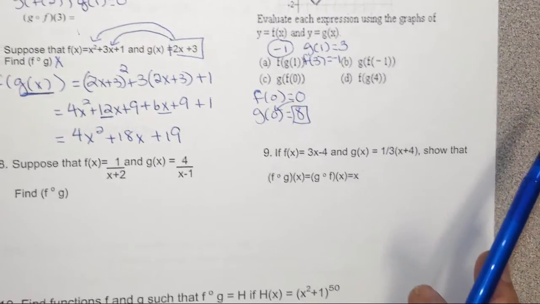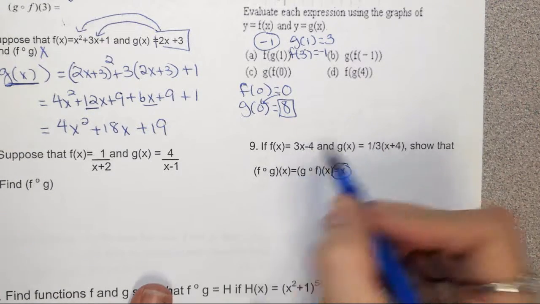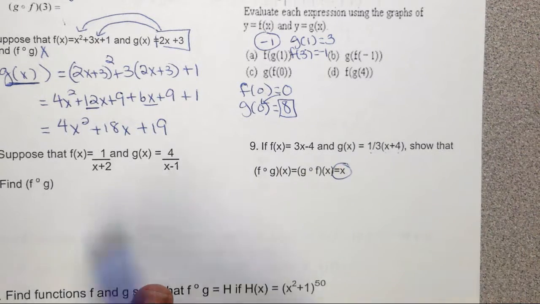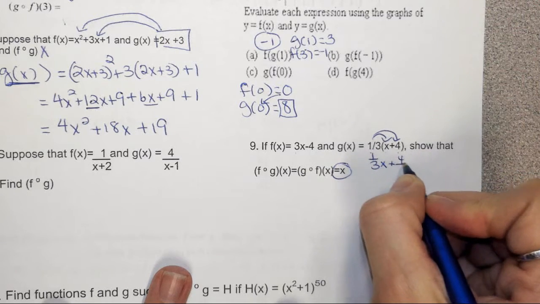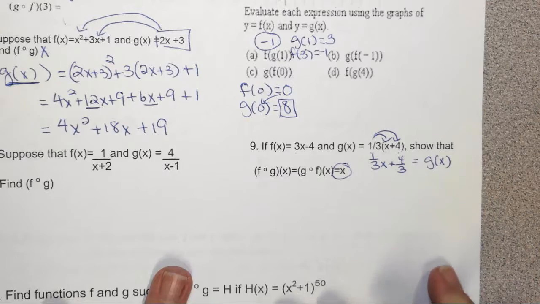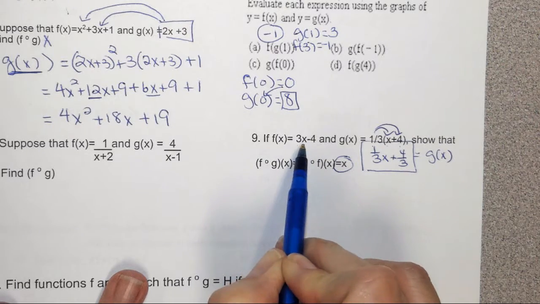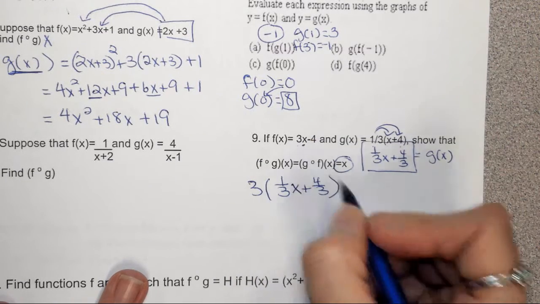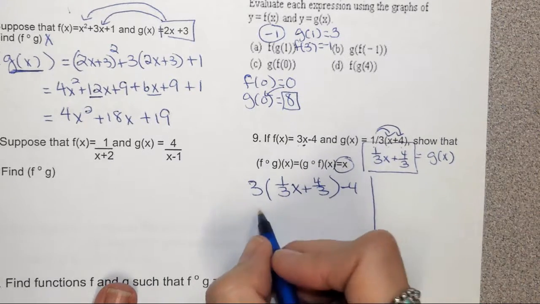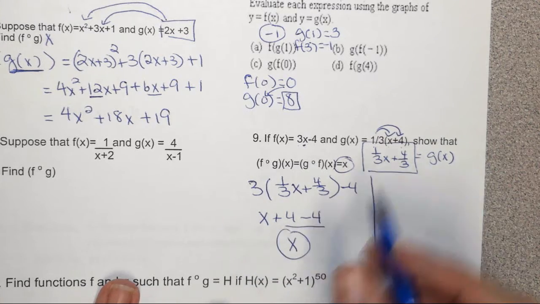On number 9, they want me to plug in both directions, and they want me to get x both times. So they want me to take 1/3 x plus 4 and plug it into f of x, and then plug 3x minus 4 into the g function. The best thing to do is to multiply everything by 1/3 first, and this is going to be my new g function. So I'm going to take my new g function and plug it in where it says x. So 3(1/3 x plus 4/3), and then I'm going to bring down my minus 4. Okay, so I'm going to multiply, and I get x plus 4 minus 4. Those 4's will cancel, and all I have left is x, just like I wanted.